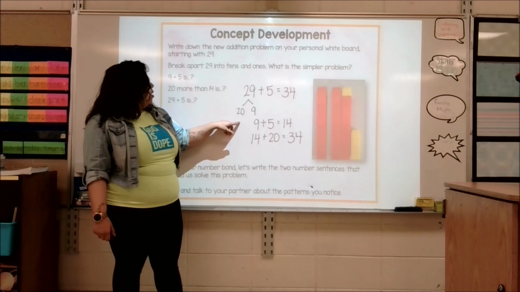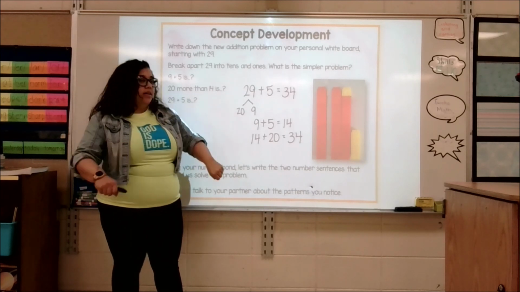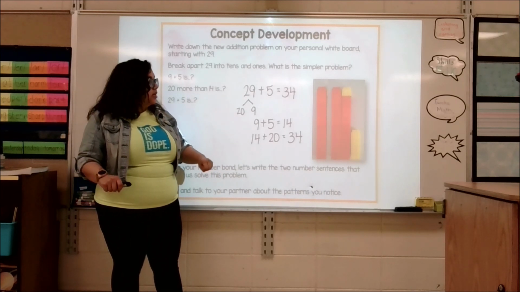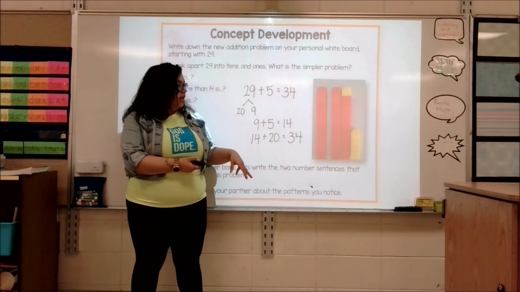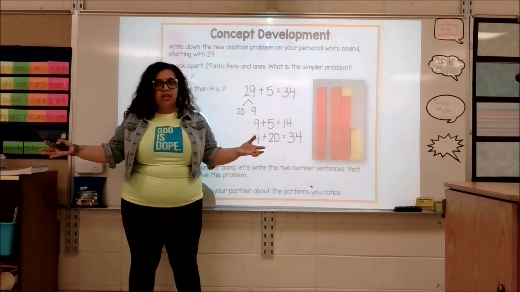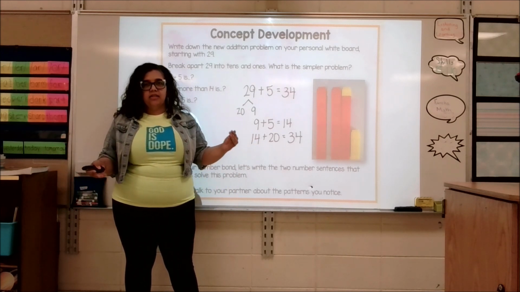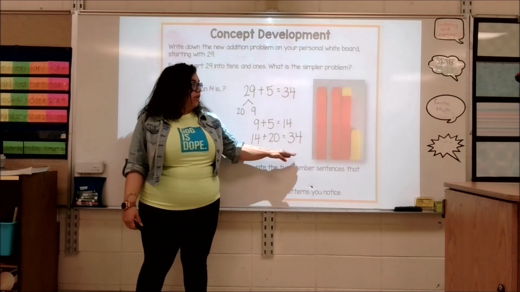So here you see what we did was we broke 29 into 10s and 1s. We then added together our 1s, and we saw that that was 14. Then we added 14 and 20, adding the 10s and the 1s. We see that we have 34.